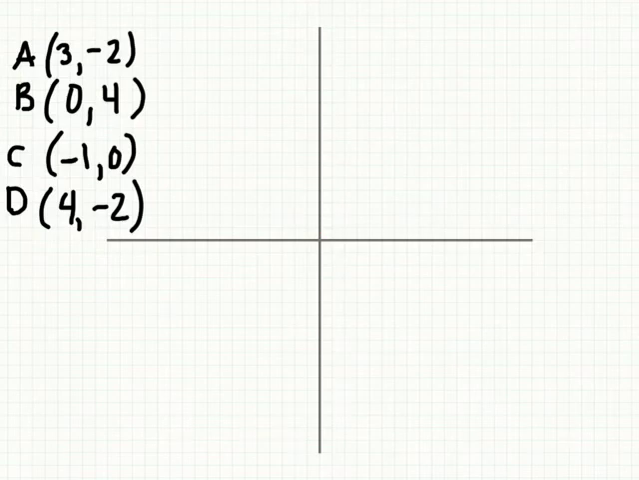So what I want you to do is plot these 4 points on the coordinate plane, and label them A, B, C, D. For the first point, we start at the origin, move 3 to the right, 1, 2, 3, and then what? 2 down. I'm just using this yellow to show you where it is. That is point A. Good. Because we start with a positive, so we go to the right, and then negative, we move down.